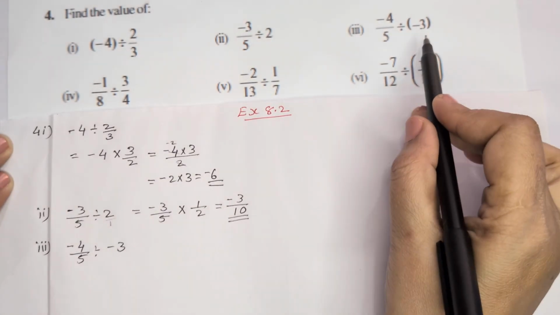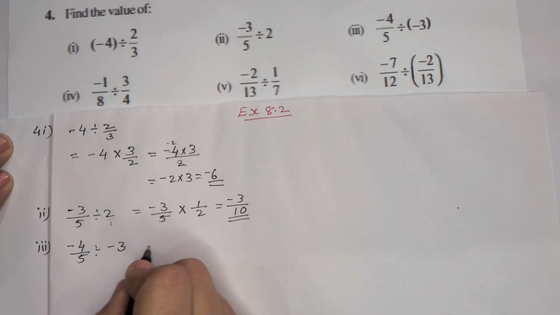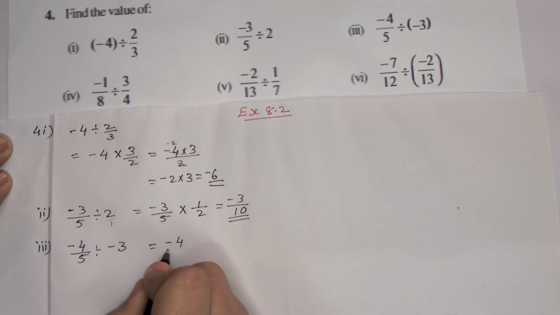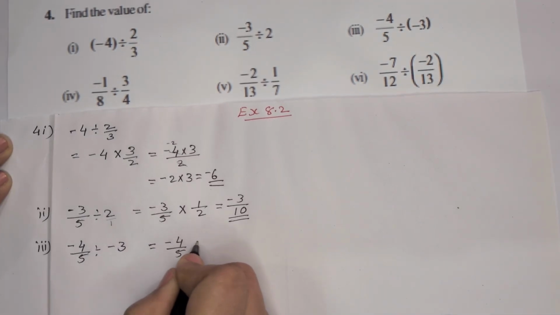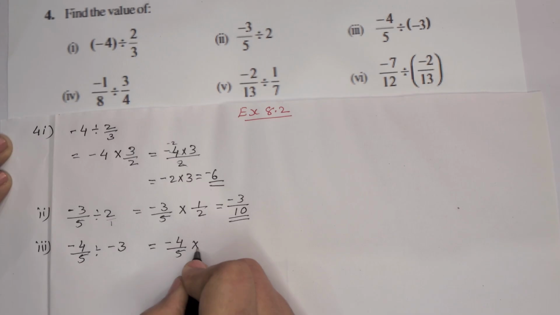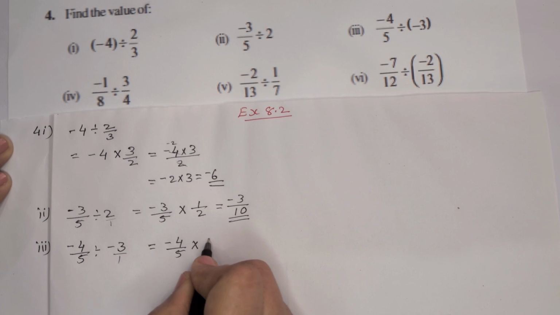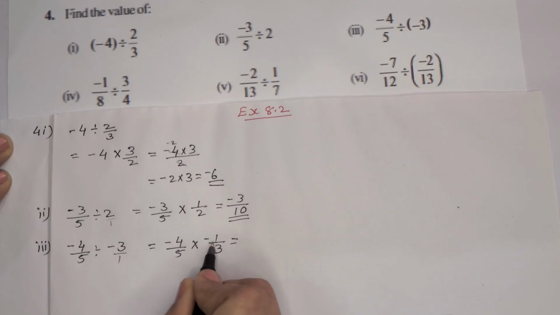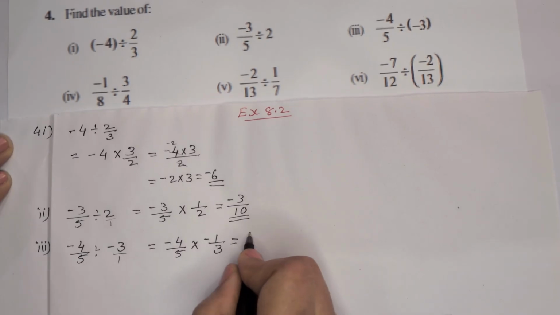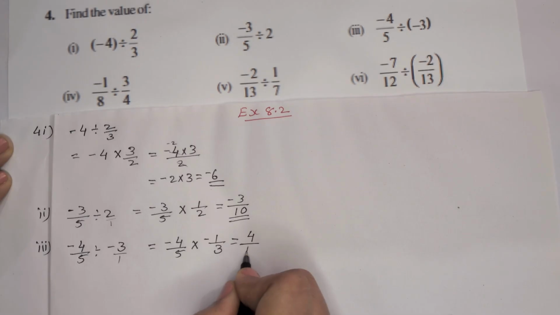Next one, minus 4 by 5 divided by minus 3. That we can write as first number same, minus 4 by 5. Division sign change to multiplication. Minus 3 we can consider as minus 3 by 1. Then the reciprocal is 1 by, minus sign is there, minus 1 by 3. So we can take minus 4 into minus 1, that is plus 4. Minus into minus is positive. 5 into 3, 15.